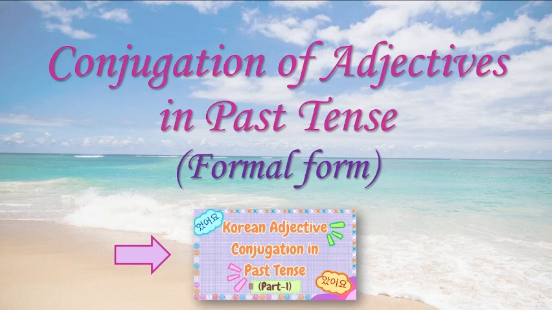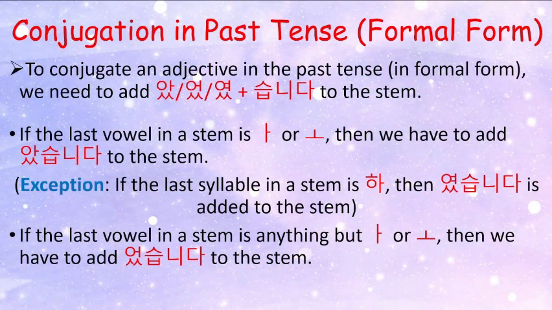Now we already know that the Korean verb and adjective conjugations are almost the same. So most of the conjugation rules for verbs are also applied on adjectives. So here also, when you are conjugating adjectives in the formal form, the rule that we learned while conjugating the Korean verbs, that same rule is applied on the conjugation of Korean adjectives in the past tense in formal form. So let's revise that rule once.